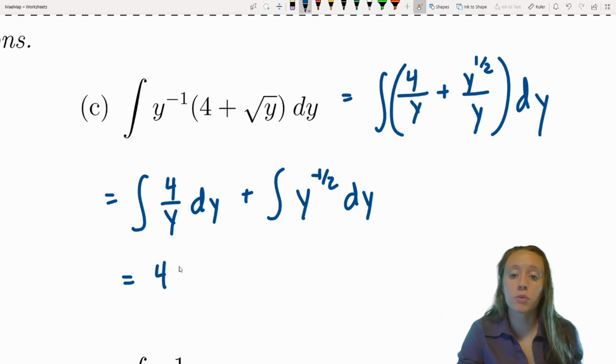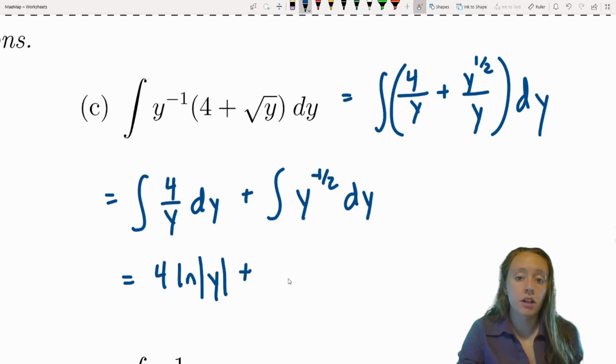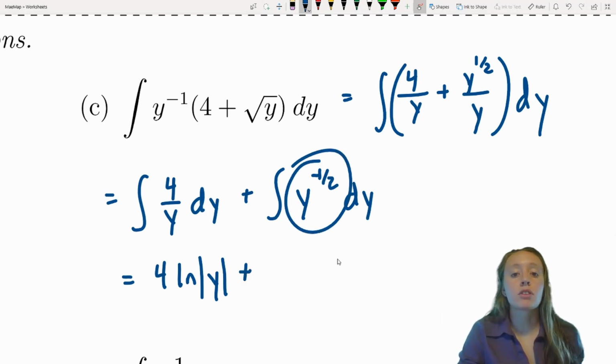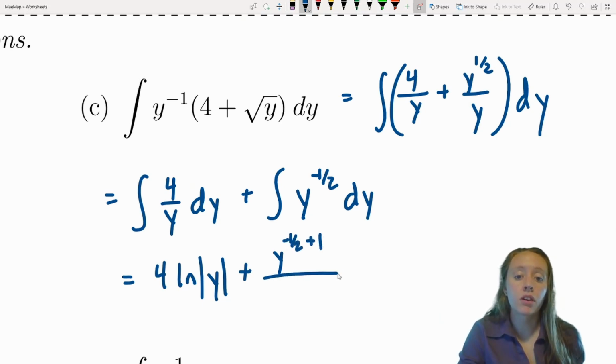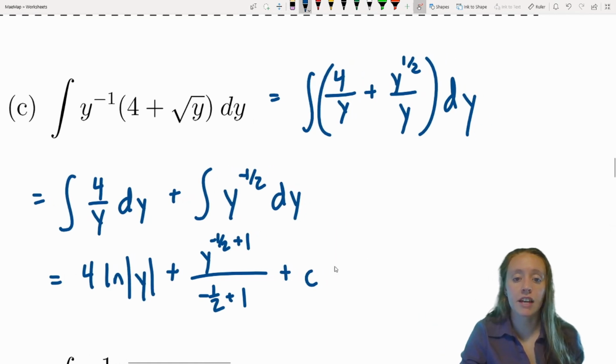So this is going to be 4 times the ln of the absolute value of y plus c, but I'll leave my c for the end. How do I integrate y to the negative 1/2? Well, that becomes y to the negative 1/2 plus 1 all over negative 1/2 plus 1. And this is all plus c. Let's go ahead and simplify this down.